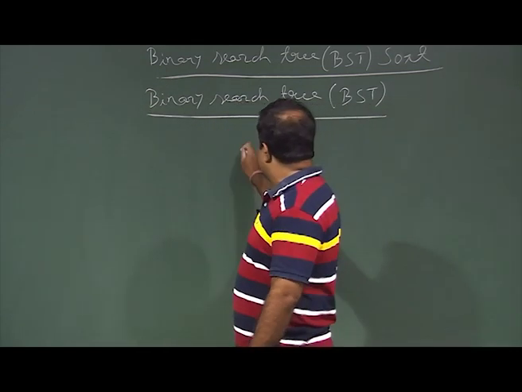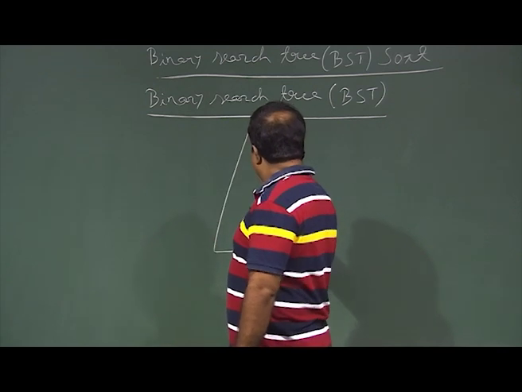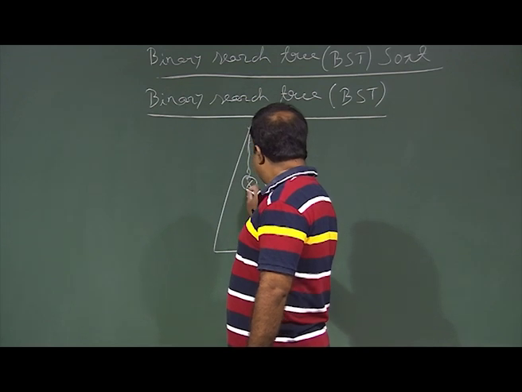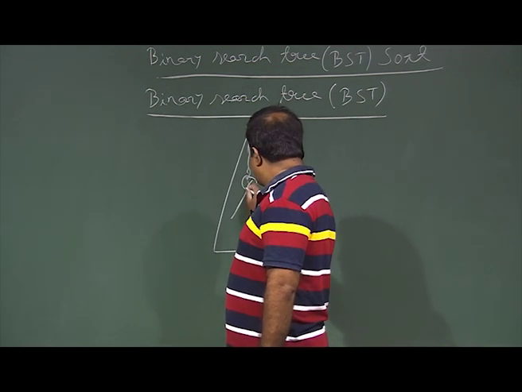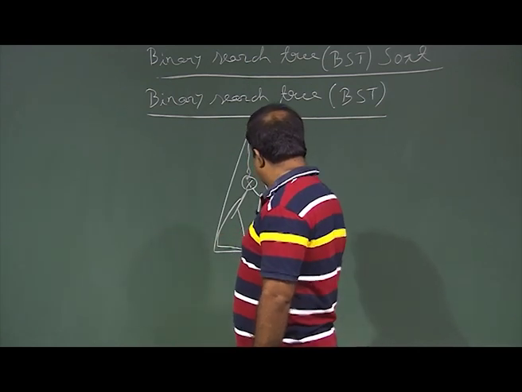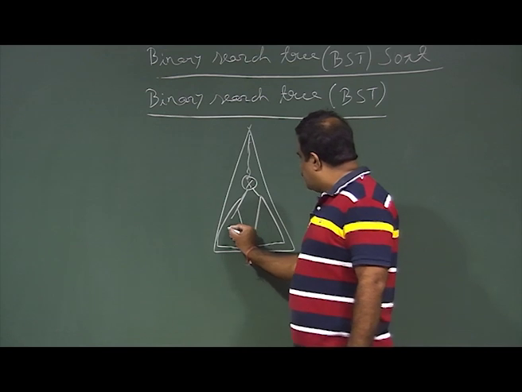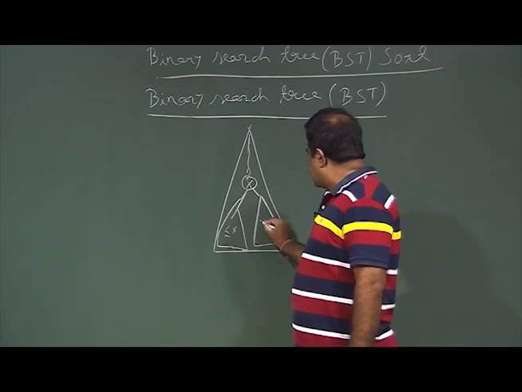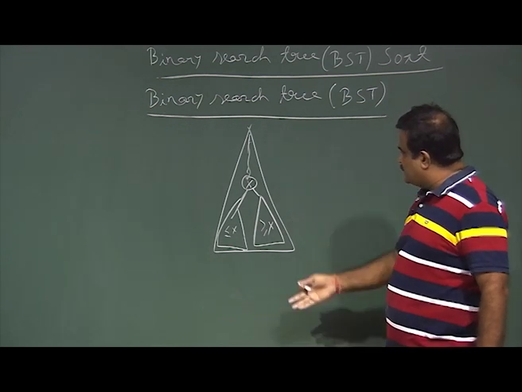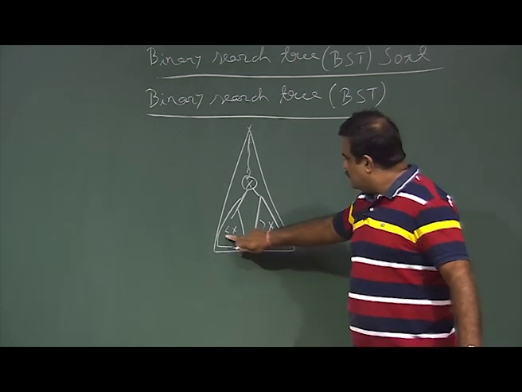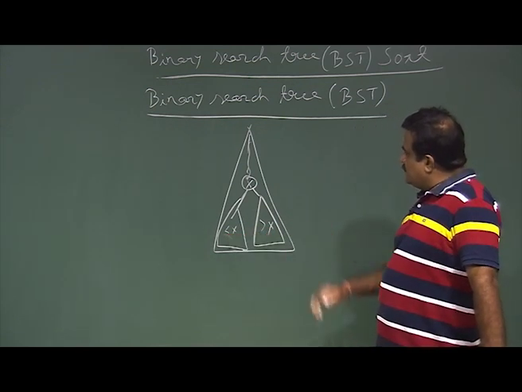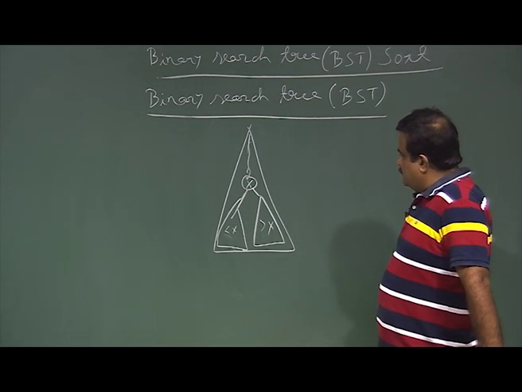What is that? Suppose this is a tree, and we take any node in this tree whose key value is x. Now we consider the left subtree rooted at this node and the right subtree. Binary search tree means all the key values in the left must be less than x, and all the key values in the right must be greater than x. So this is the property. If they are distinct, then it must be strict. A binary tree which has this property is called a binary search tree.